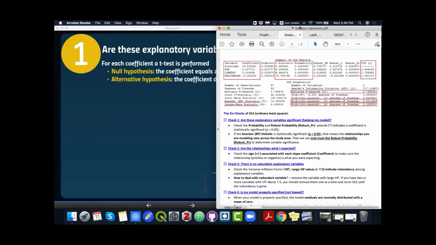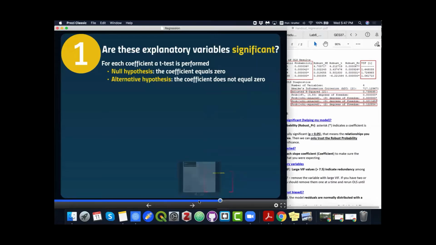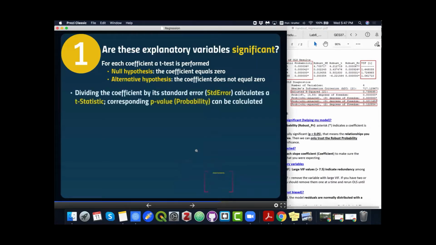That's the rough idea, but since we're dealing with spatial data, there is another column you have to look at, which is the Robust_Pr. This is another relevant column we have to refer to in a particular scenario. We'll talk about the scenario shortly. Generally speaking, you can just look at the probability, the p-value, to evaluate whether the variables are significant.